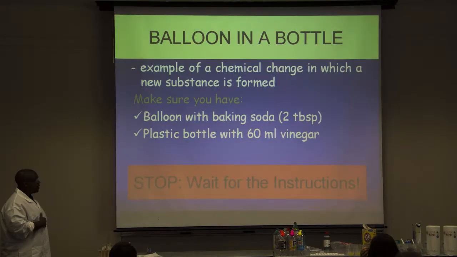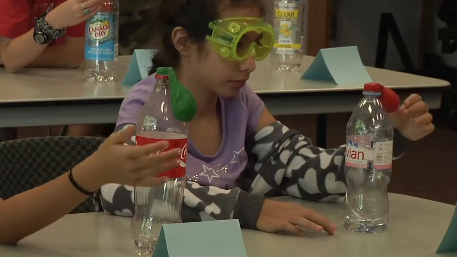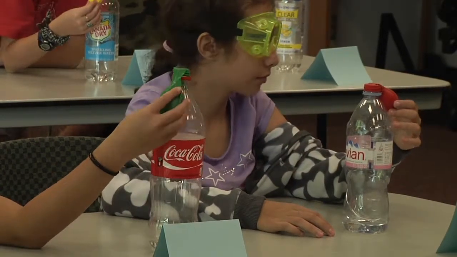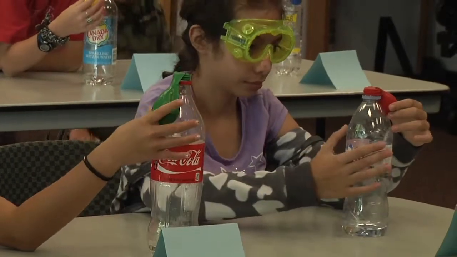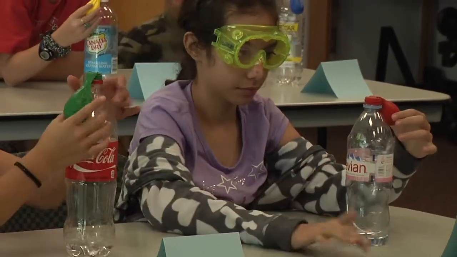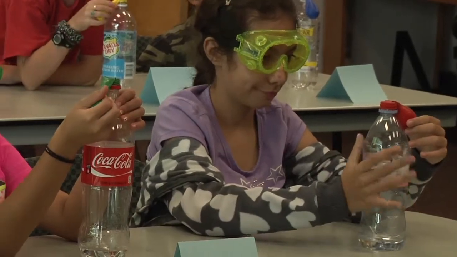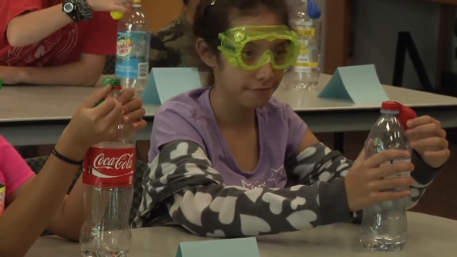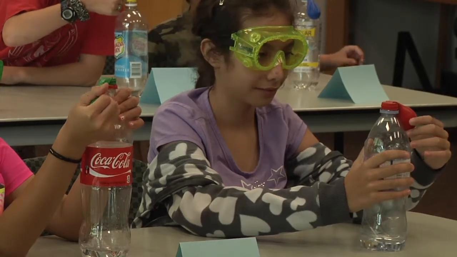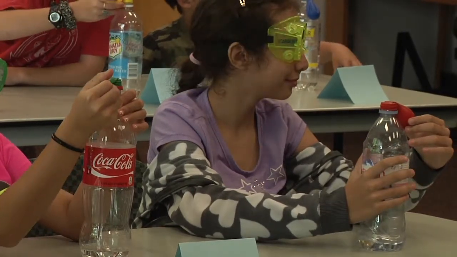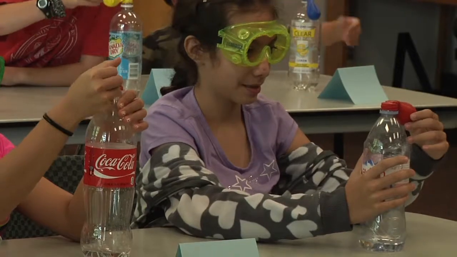You're going to lift the edge of the balloon so that the baking soda falls into the bottle, okay? We're going to have a countdown. You can put your hand on the balloon, but don't do anything with it yet. After I count to 1, you're going to lift the end of the balloon. Okay, so 3, 2, 1, go.